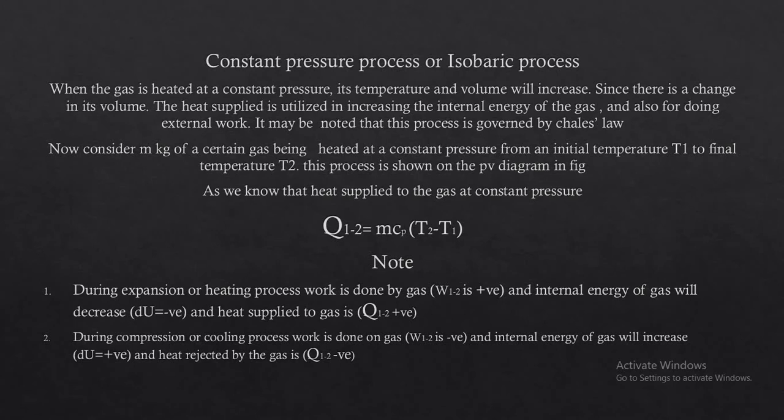As we know, for the heat supplied to the gas at constant pressure, mathematically we have the same formula as for the isobaric process, which we have already learned in the previous slide: Q1-2 equals m Cp (T2 minus T1), where Cp is the specific heat at constant pressure.